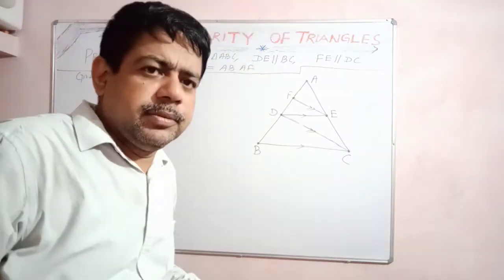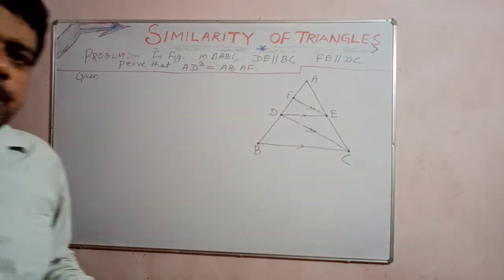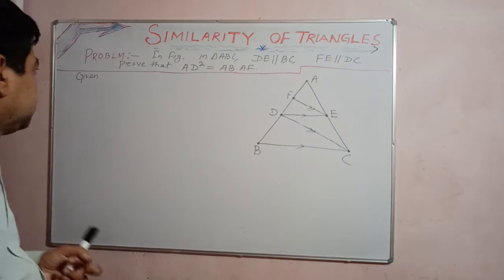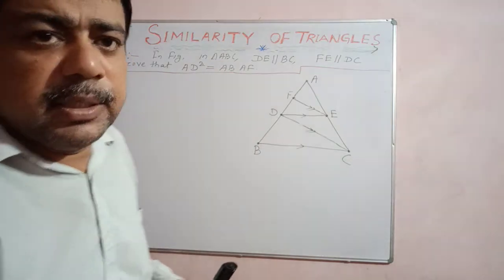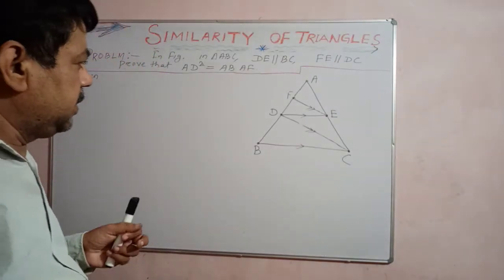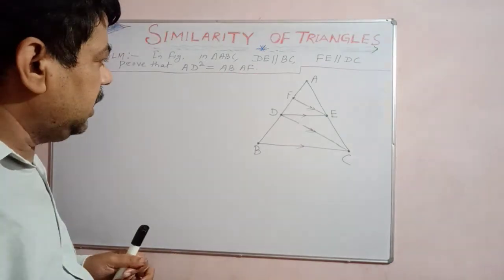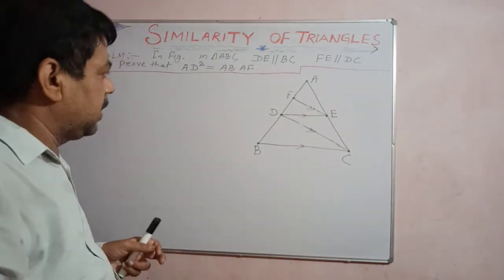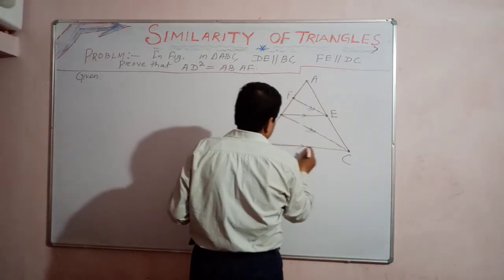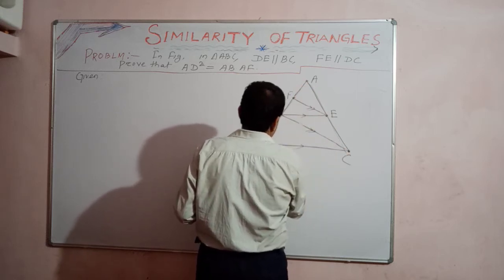So here is another class for you, and in this class, students, I am going to explain another problem based on the concept of similar triangles. In this question, look carefully: in triangle ABC, DE is parallel to BC. ABC is a triangle and DE is parallel to BC.